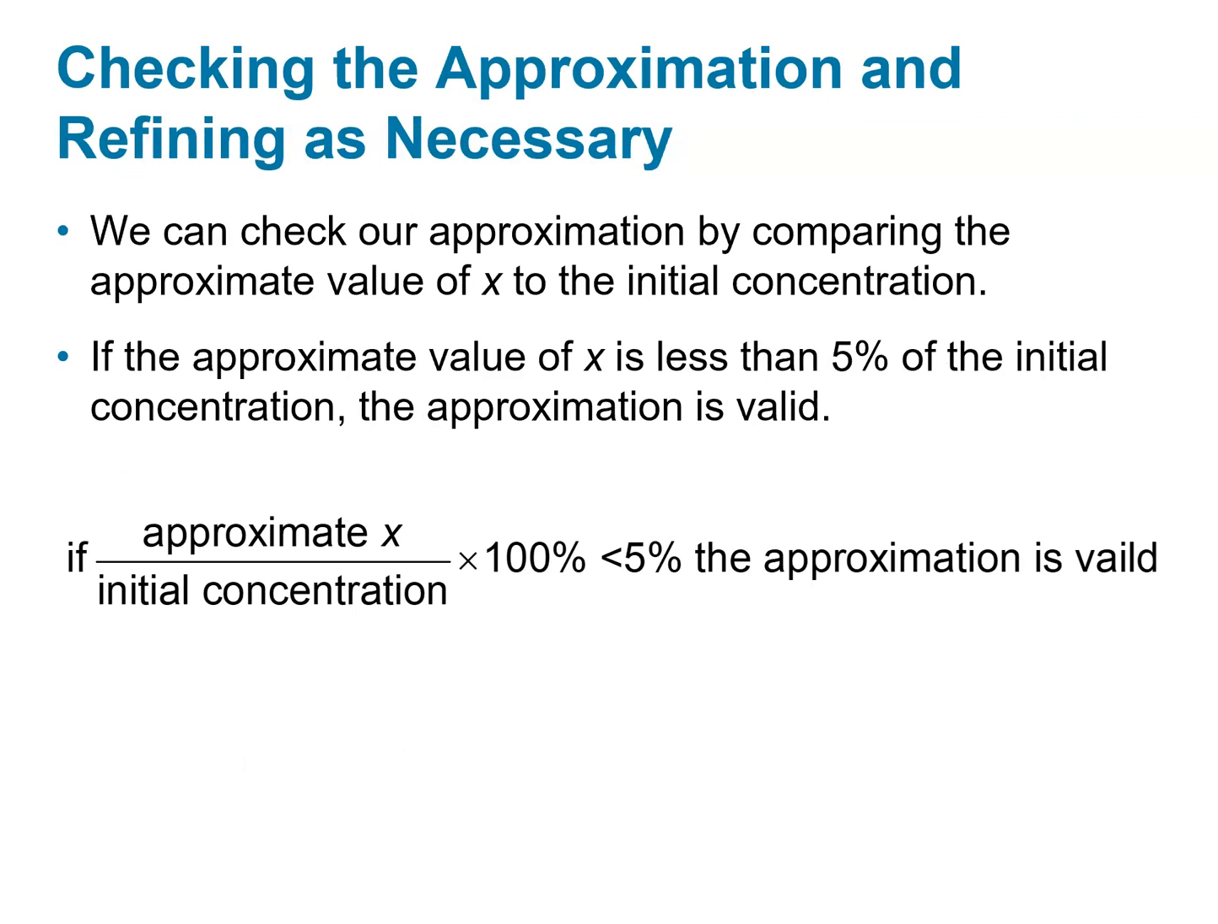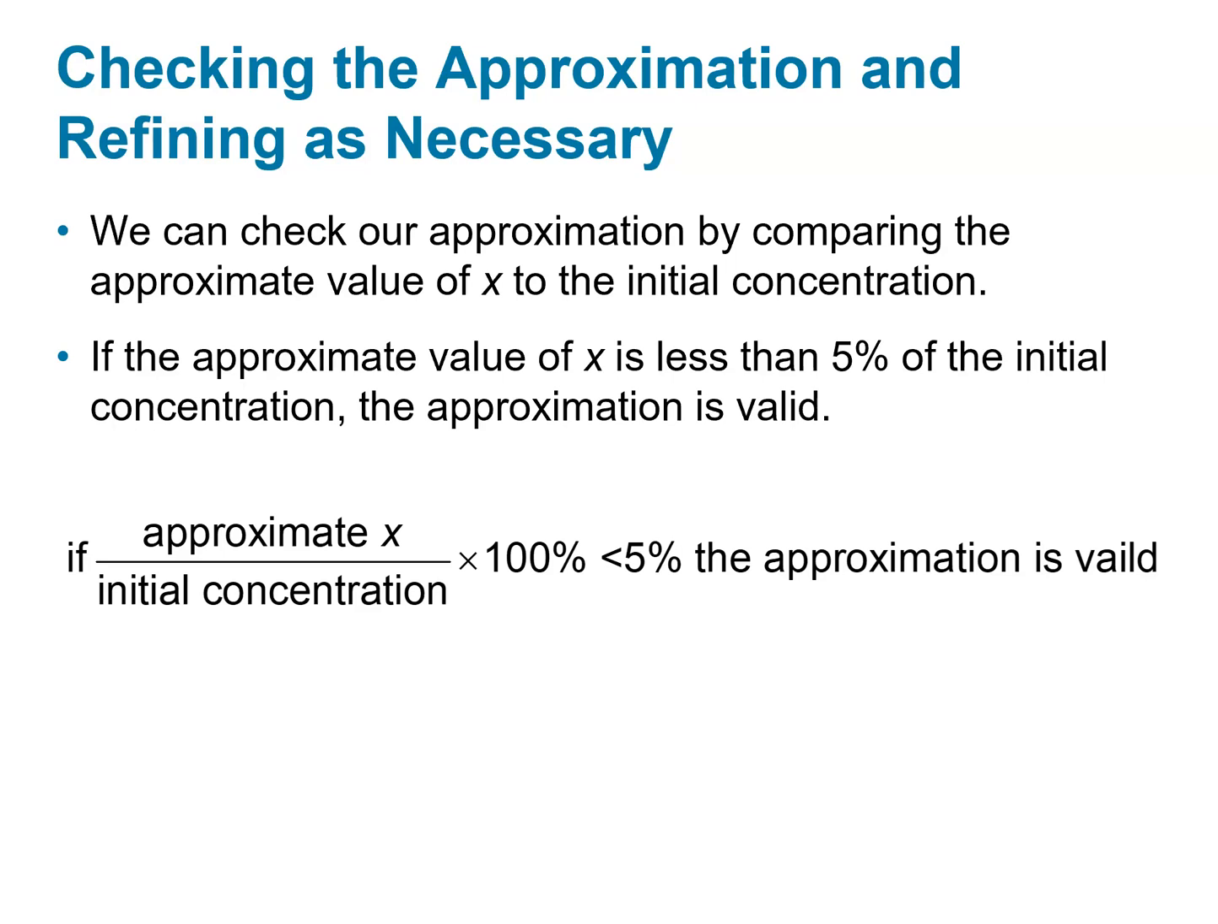If you do this, however, it's always important to make sure that your assumption of K being small enough and your initial concentrations being high enough for this approximation has worked out for you. Because of that, if the approximate value of x is less than 5% of the initial concentration, your assumption was valid and you can get away with it. However, if it's larger than 5%, you should do all the math and not make that adjustment.